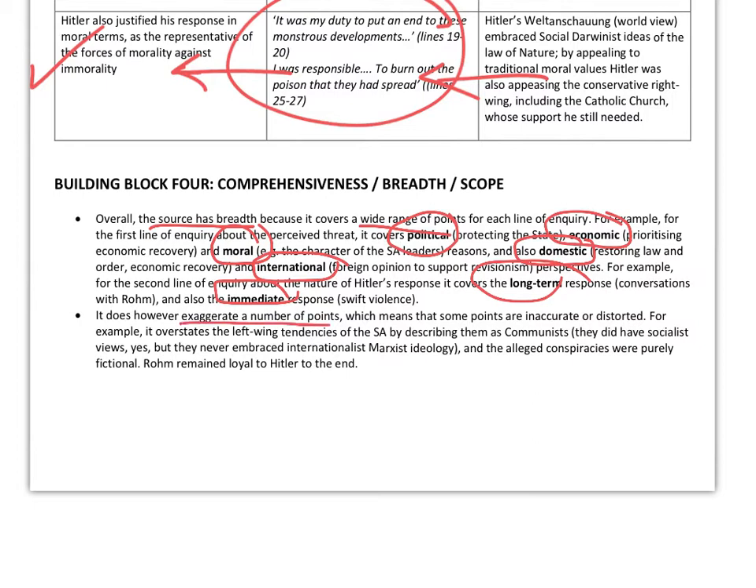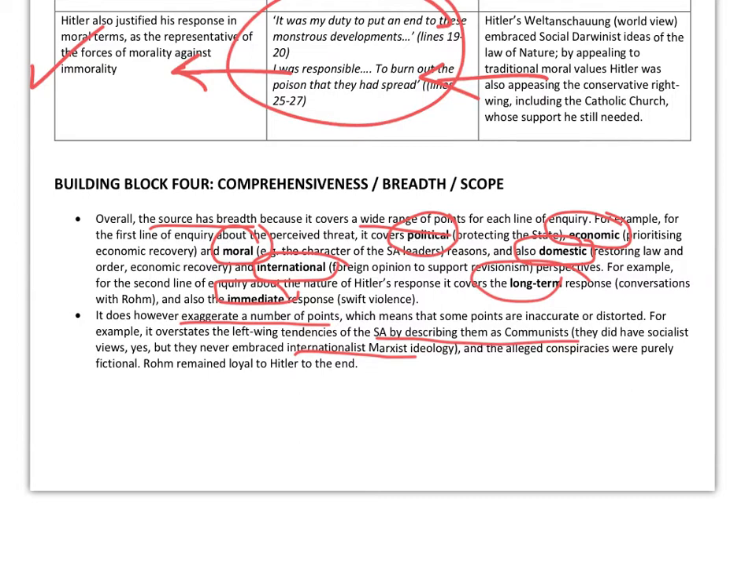Which hopefully you've already picked up in the earlier paragraph about provenance, again using your own knowledge. So, for example, Hitler described the SA as being communists. Now, we know that they weren't communists. We know that the SA hated communists. Why did they hate communists? Because communists were international. True communism is an international Marxist ideology. The SA were not international Marxists. They were socialists, though. They did strongly believe that wealth should be shared more evenly, taken from the well-off and redistributed amongst the poorer Germans.